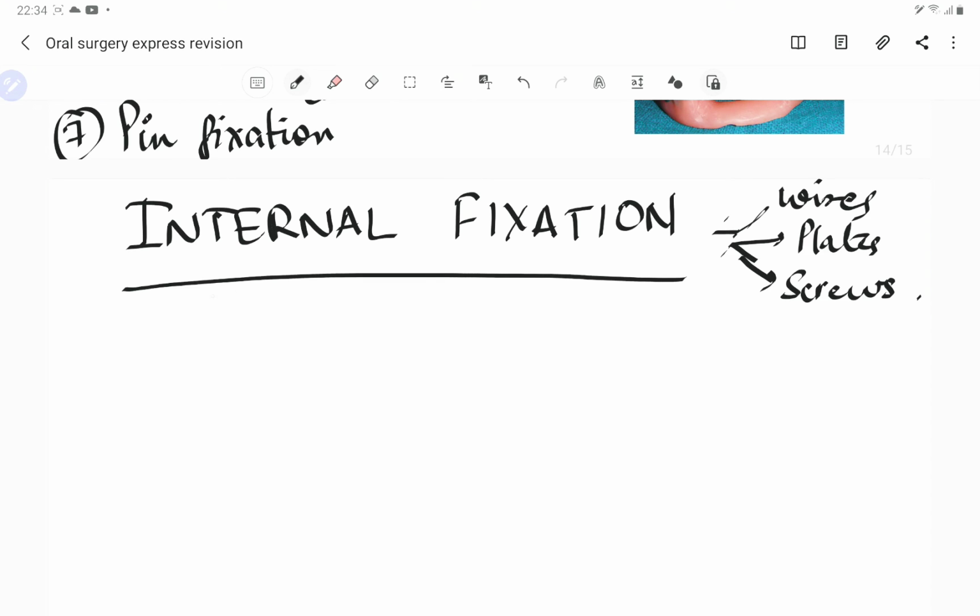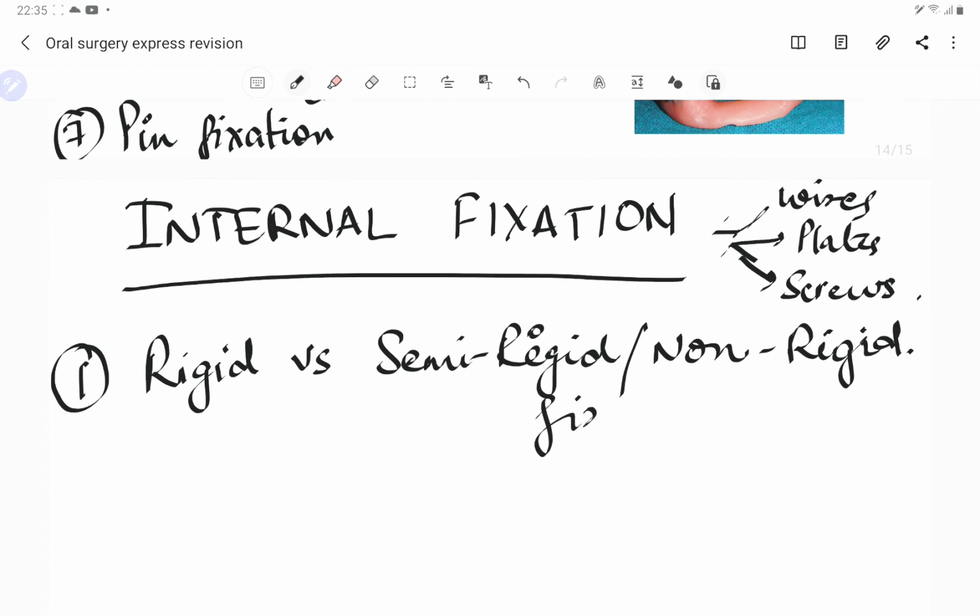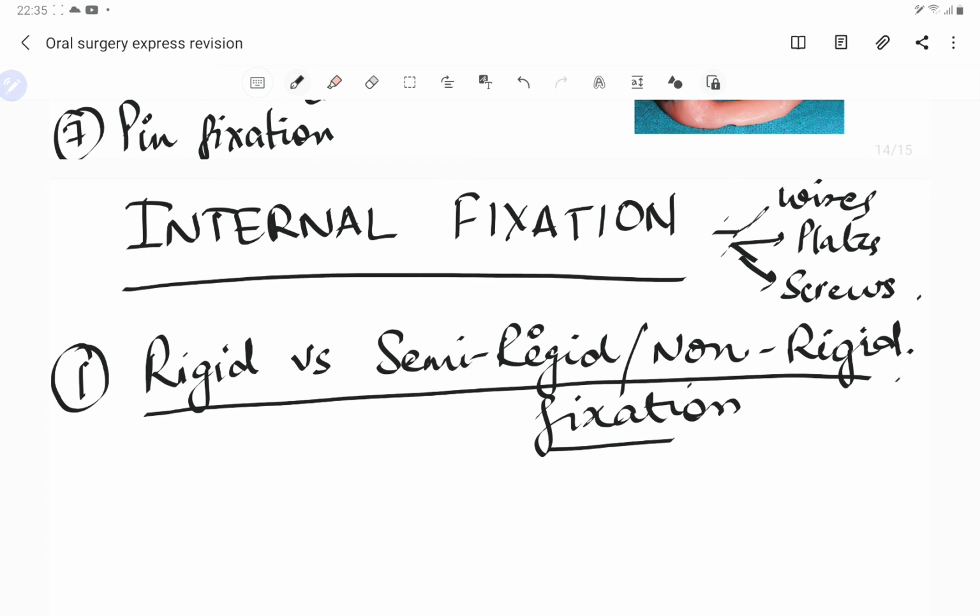So guys, first of all, the first principle is rigid versus semi-rigid or non-rigid fixation. When do we have to go for the non-rigid fixation? When do we have to go for the rigid fixation? That we decide according to the fracture. So before understanding it, let's understand the term stability.